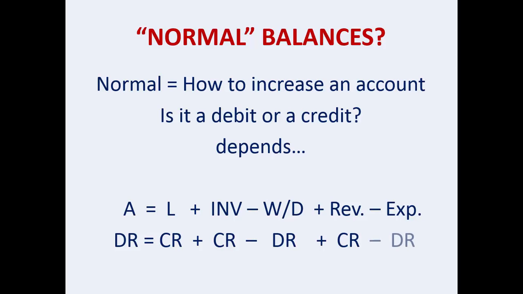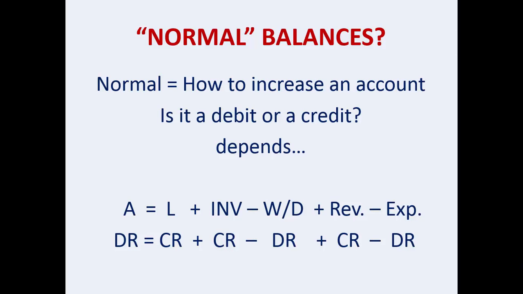Same logic for revenues and expenses. In general, on that right side of the equal sign, anything to increase is a credit. How does revenue affect equity? It increases it, so the normal balance is a credit. How does expense affect equity? So equity increases with a credit, but an expense will decrease equity, so the normal balance is a debit.